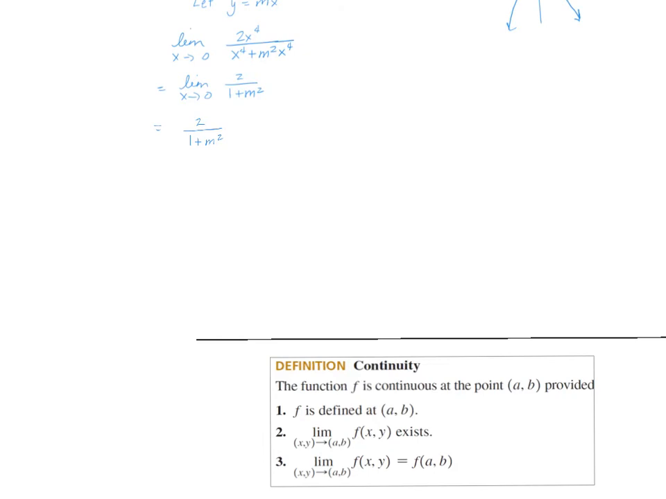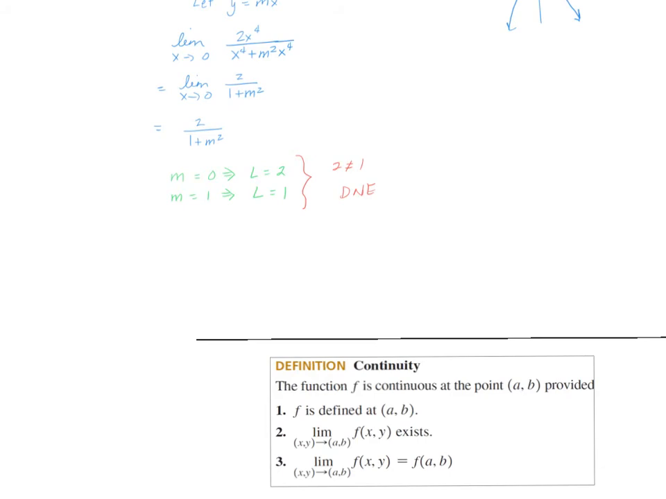So let me try some different paths. If m is equal to 0, that means I'm approaching the value of 2. If m is equal to 1, that means I'm approaching the value of 1 and I can stop. I got 2 different limit values. Since 2 does not equal 1, my limit does not exist.